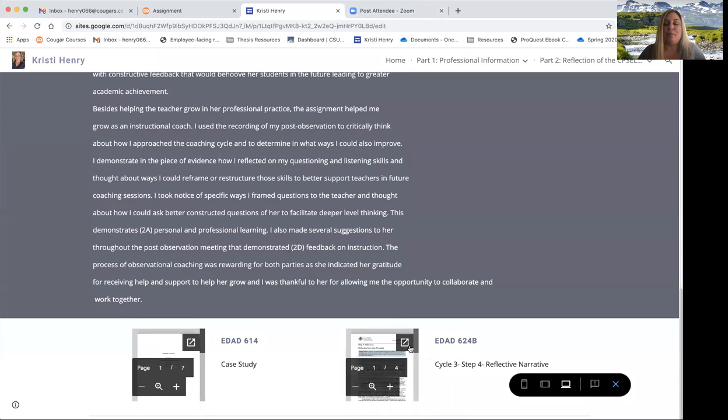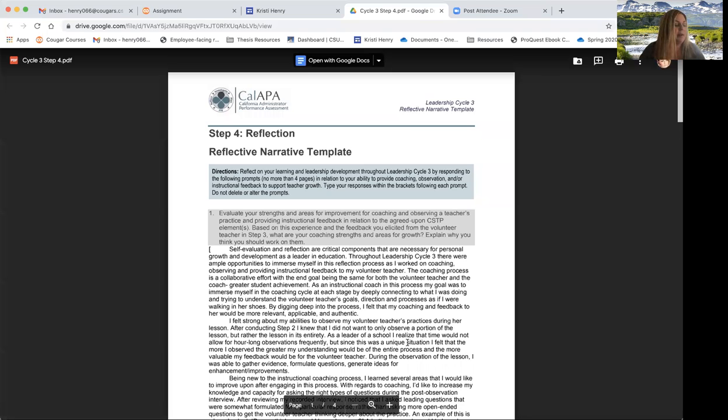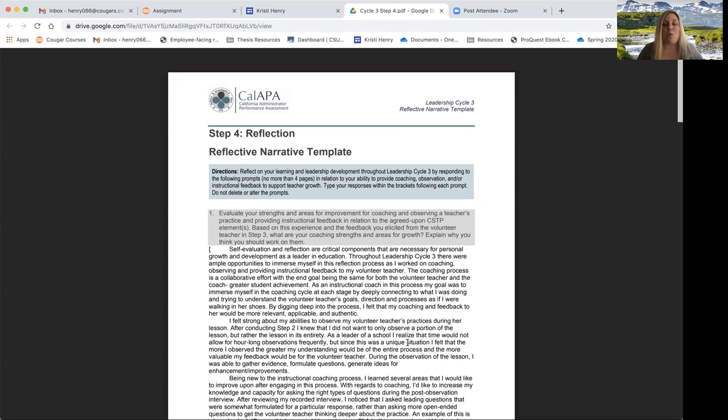I also chose from EDAD 624B, Cal APA Cycle 3, Step 4, the reflective narrative. This assignment had me really reflect on my abilities to support a teacher and help her improve her practice, which demonstrates 2C, supporting teachers to improve practice. I took notice of specific ways that I could frame questions to the teacher and thought about how I could better construct questions to help her develop a deeper level of thinking. This demonstrates 2A, personal and professional learning.